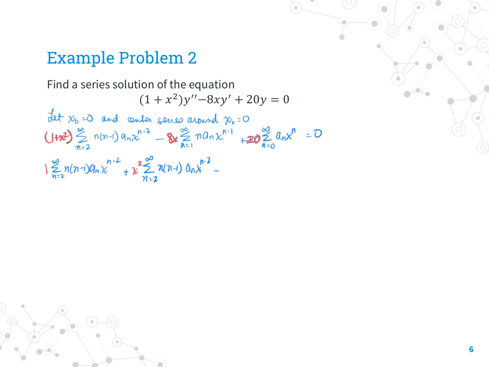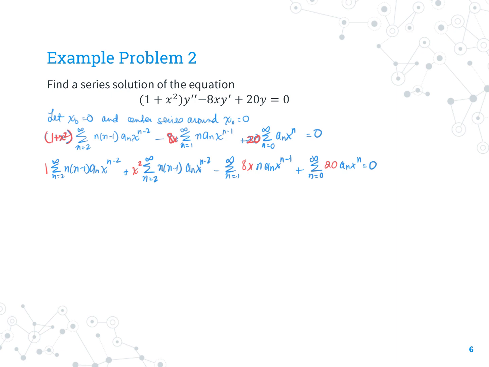But what I'm going to say here is let's bring the 8x inside. So we're going to say minus the sum from n equals 1 to infinity of 8x times n, a sub n, x to the n minus 1. And then plus, in the same way, n equals 0 to infinity of 20 a sub n, x to the n.